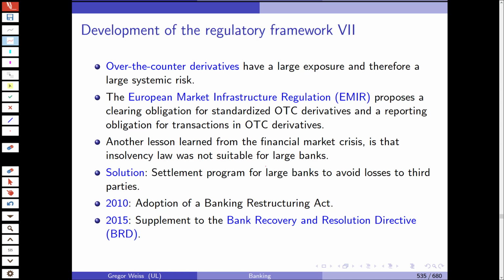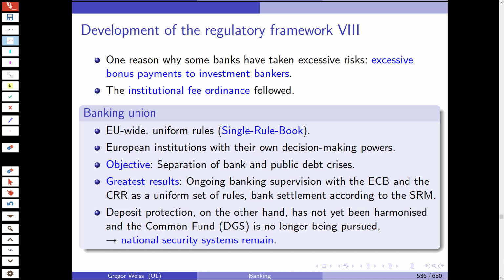Another lesson learned was insolvency law. Bankruptcy law was not suitable for large banks, and we needed living wills, and we needed to resolve and settle these banks if they are too large. So in 2010, we had the adoption of a Banking Restructuring Act, and now we have the Bank Recovery and Resolution Directive in 2015 that is meant to make it possible to resolve these large banks.